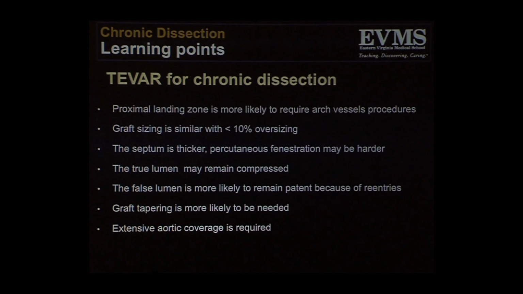Extensive aortic coverage is needed. We always go all the way down to the diaphragm, down to the celiac for those patients. And distal malperfusion may be induced by the TVAR, and you have to remember that. And usually a good preoperative reading of the CT scan will tell you in which patient it will happen.